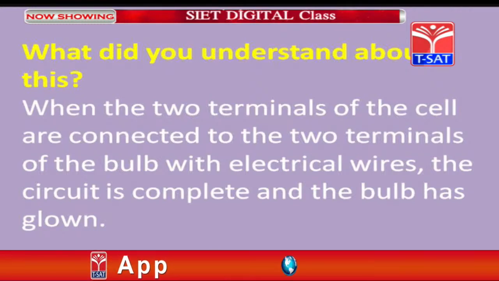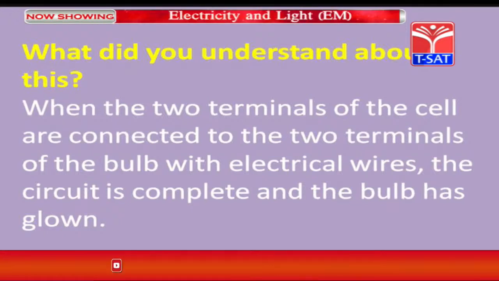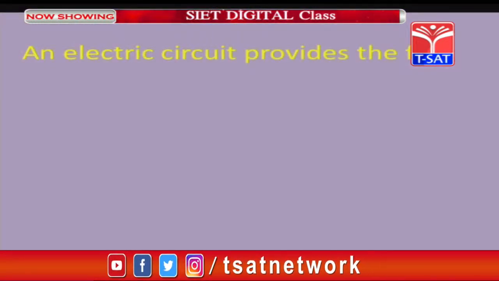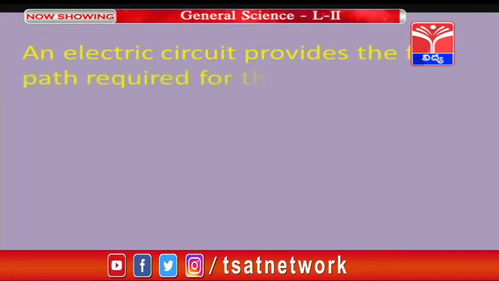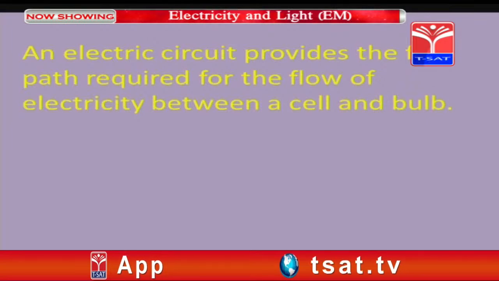When the two terminals of the cell are connected to the two terminals of the bulb with two electrical wires, the circuit is complete and the bulb glows. An electric circuit provides the full path required for the flow of electricity between the cell and the bulb.